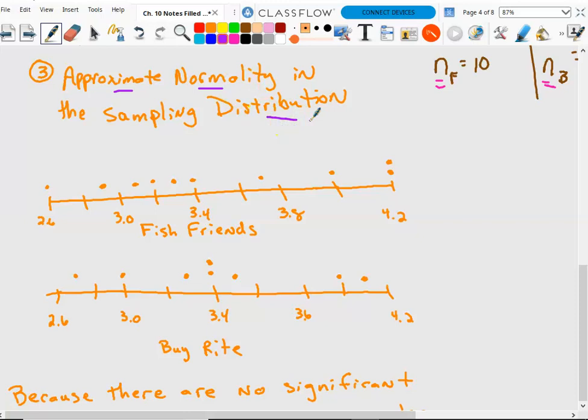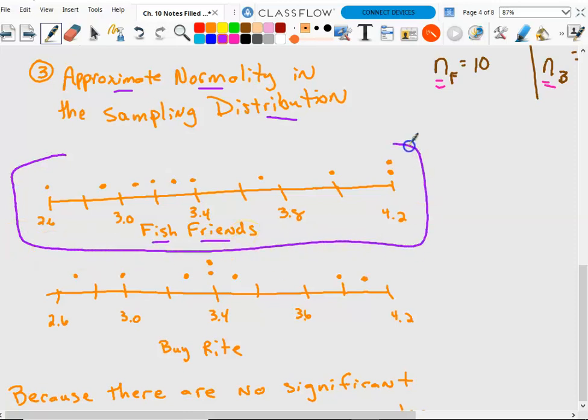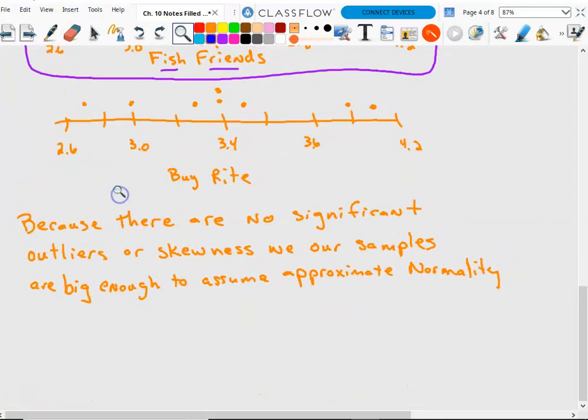My n's were not big enough, so I graphed Fish Friends. I looked at that graph and said, hey, it doesn't look normal, but I don't need it to look normal. It doesn't look like it's got freakish outliers or skewness, so I think I'm good. I did the same thing with Buy Rite.